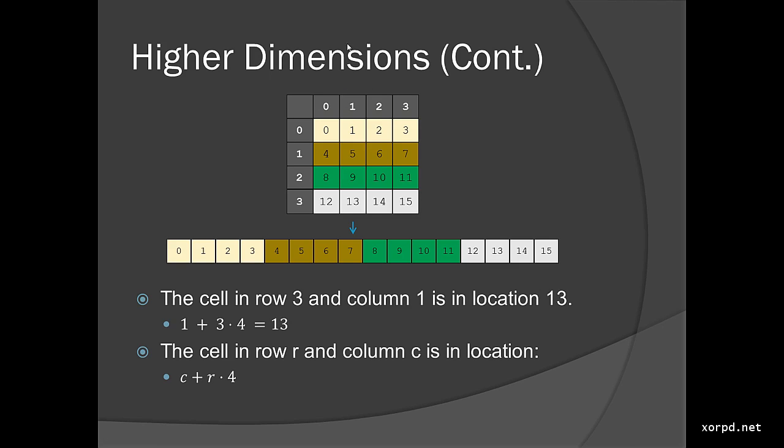In this example, we can see that whenever we move down, the number increases by 4, and whenever we move to the right, the number increases by 1. So maybe just as an example, let's take a look at location 13, which is also here. It is the cell in row 3 and column 1. And indeed we get 1 plus 3 times 4 equals 13. As a general formula, the cell in row R and column C is in location C plus R times 4.